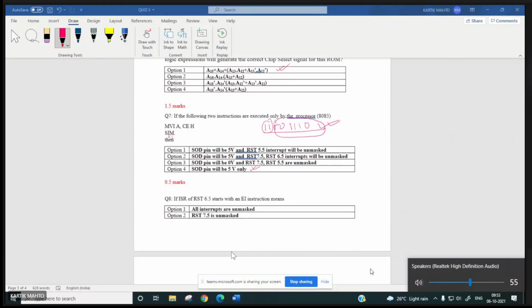Yes, sir. No. SOD pin will be 5 volt and RST 5.5 interrupt will be unmasked.